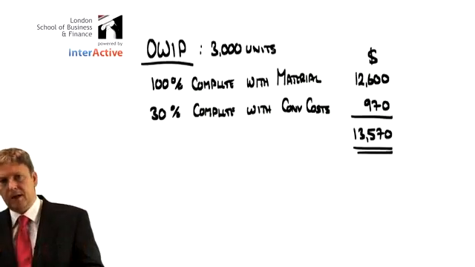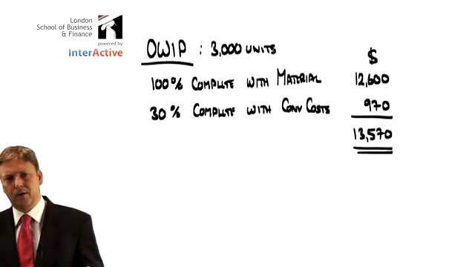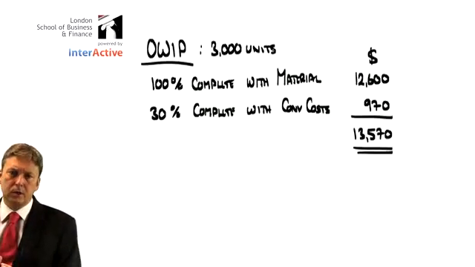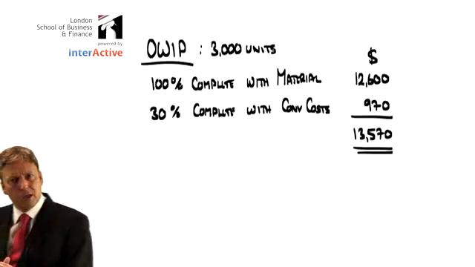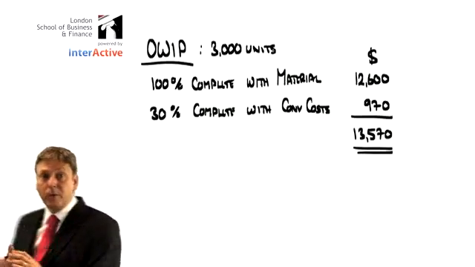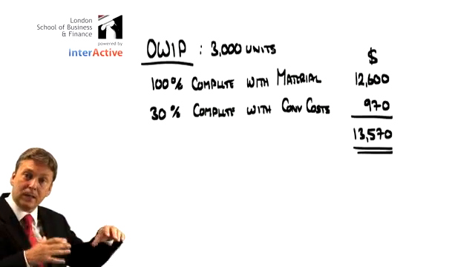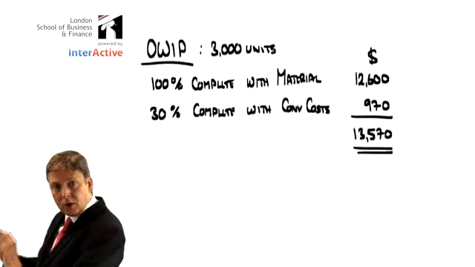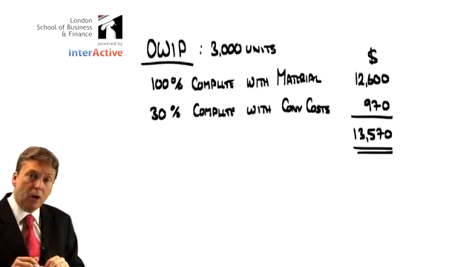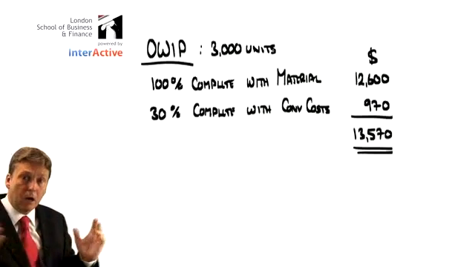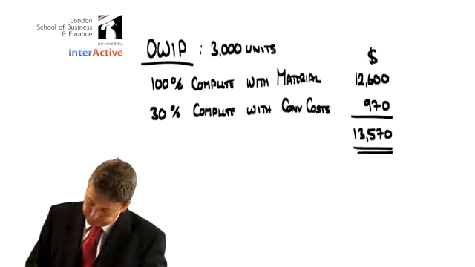So, I've written this out specially so we can talk about it. If we were looking at opening work in progress, what we're suggesting here is that we've already done 100% of the materials on it. So we don't need any materials in this period. And we've already done 30% of the conversion costs on it. Therefore, we only need 70% during this period. What other information do we have?